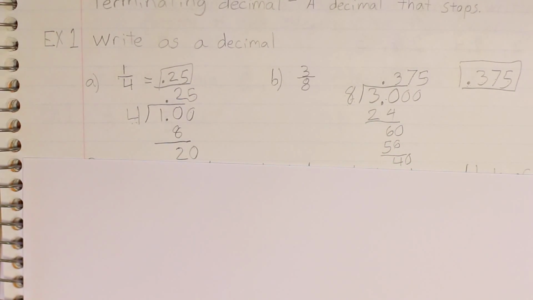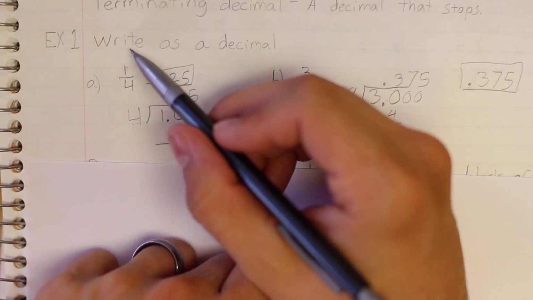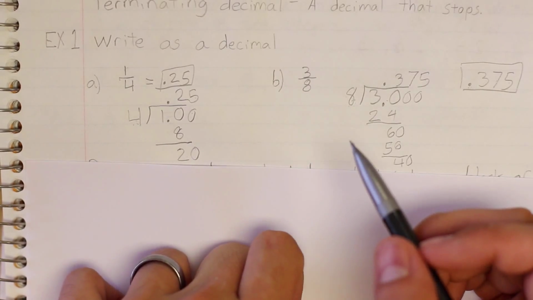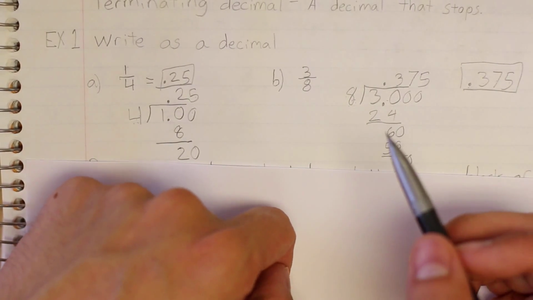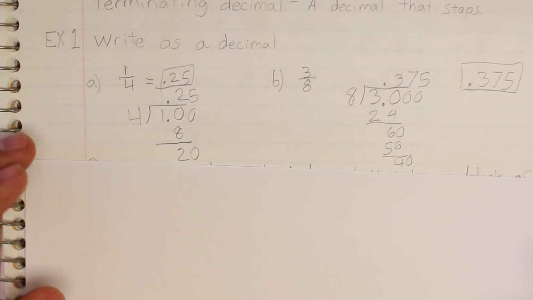And that's your answer. So, if you want to write a fraction as a decimal, just use long division. Or you could just say, just divide it.